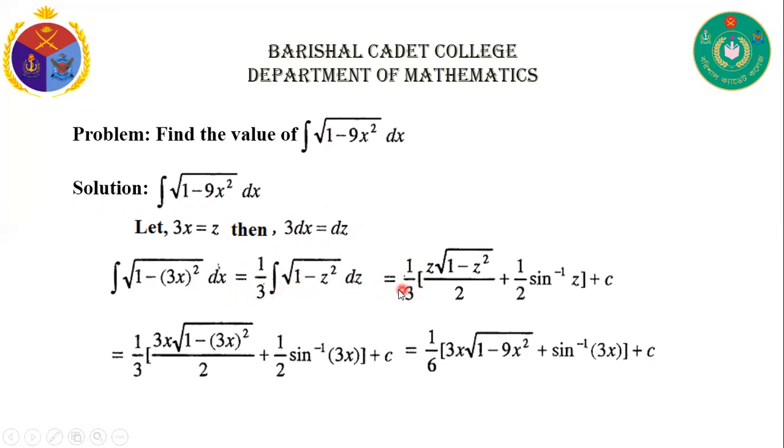So 1 by 3, and integrating this, we know that the integral of square root of 1 minus z square is z square root of 1 minus z square by 2 plus 1 by 2 sine inverse z. And putting the value of z, which is 3x, we get 1 by 3, 3x square root of 1 minus 3x square by 2 plus 1 by 2 sine inverse 3x plus c, which equals 1 by 6, 3x square root of 1 minus 9x square plus sine inverse 3x plus c. So that's all for today's lesson.